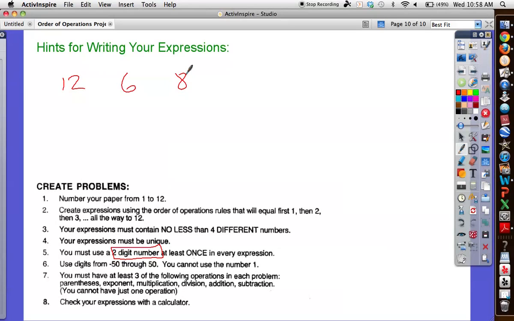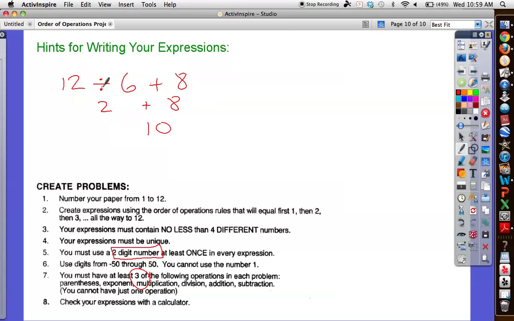Next thing I need to do, I need 3 operations. So I'm going to pick operations to put here and here. I picked 6 so that I could use division. So 12 divided by 6, okay? And let's do plus here. All right, so if I evaluate this so far, again, this is not my finished one, I have 2 plus 8. That gives me 10. And now I can make this equal whatever I want by picking my next thing.